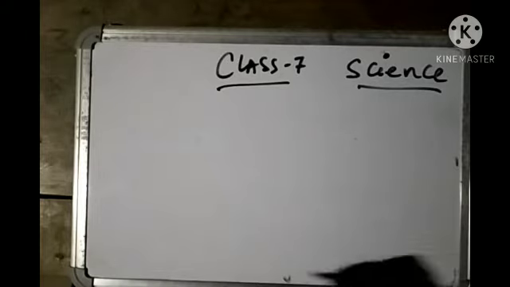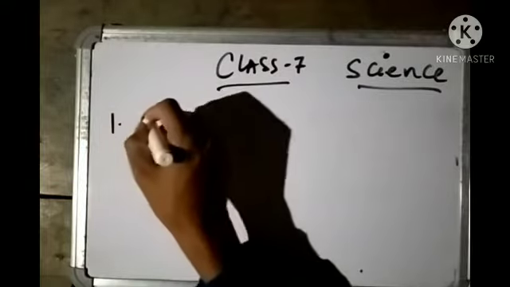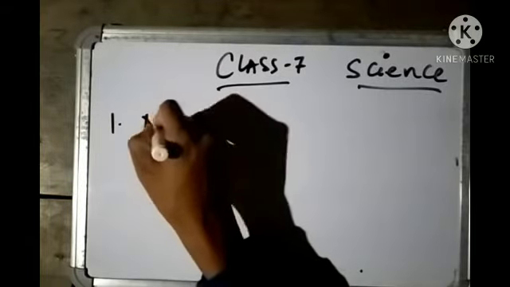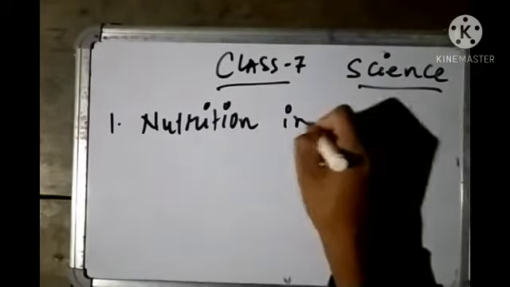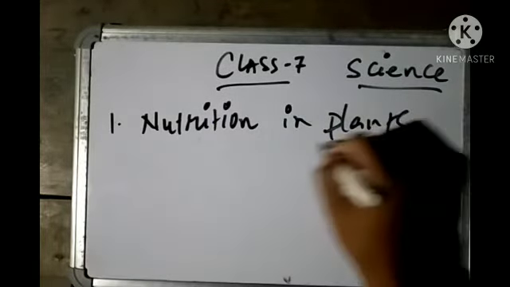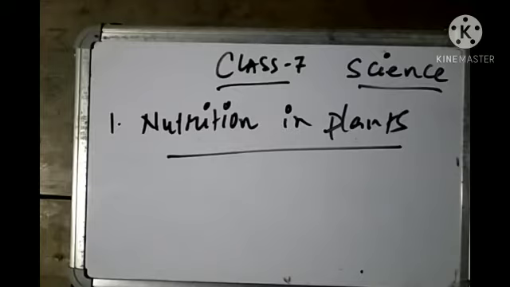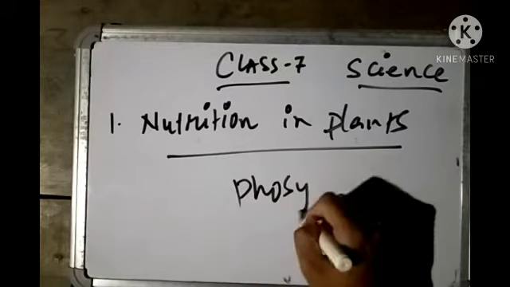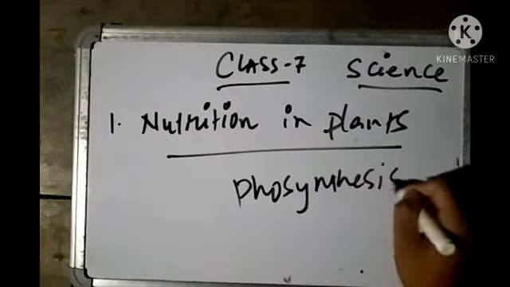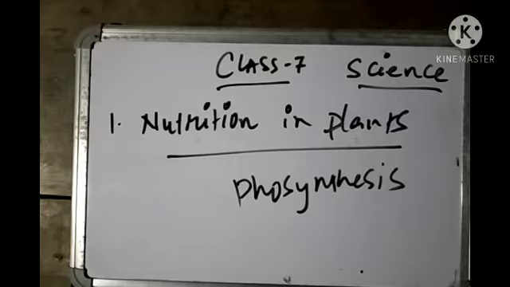In chapter 1 we discussed nutrition in plants. Regarding nutrition in plants, we have already discussed that they can prepare their own food by the process of photosynthesis. Through photosynthesis, plants can make their own food.